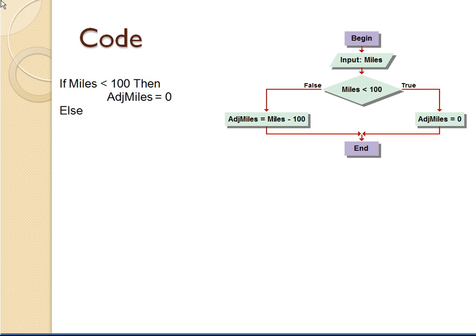We'll do the action that's on the false side. ADJ miles equals miles minus 100. Put miles minus 100 into ADJ miles. We continue down. We run into the end of the structure, and so we have to have an end if.